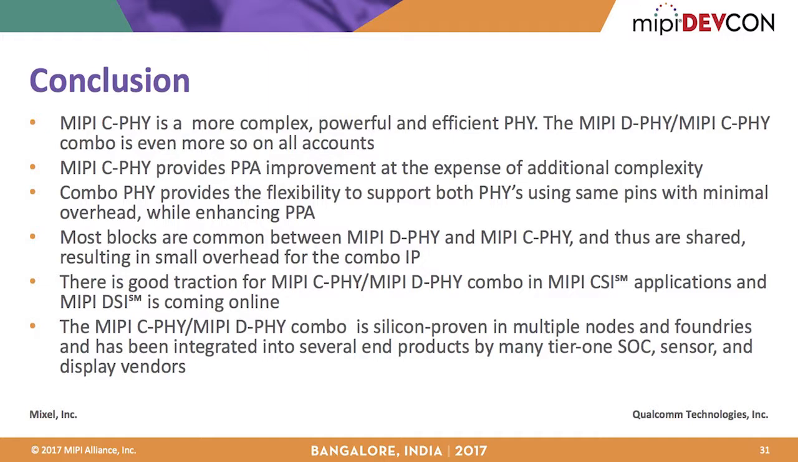It's a good thing that it is possible to reuse all the D-PHY blocks for the C-PHY functionality, so the area increase is minimized. We see good traction, as CK mentioned, with the adoption. Certainly, the sensor adoption is very good, and the display is also coming along. So we have the C-PHY, D-PHY combo silicon proven in multiple nodes, and we think that should help the ecosystem.